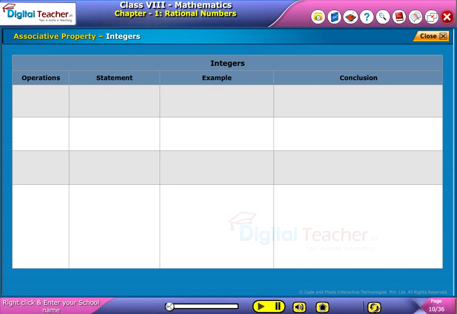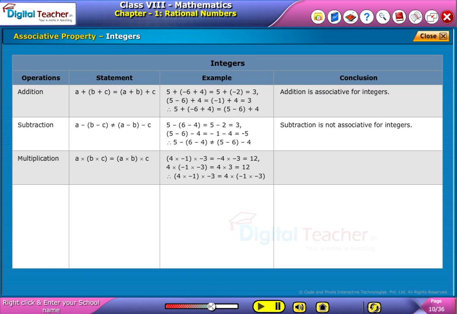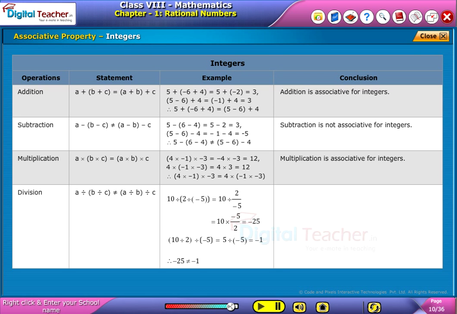Let us see the associative property. 10 by 2 is divided with minus 5. We get as minus 1. So, minus 25 is not equal to minus 1. It concludes that division is not associative for integers.